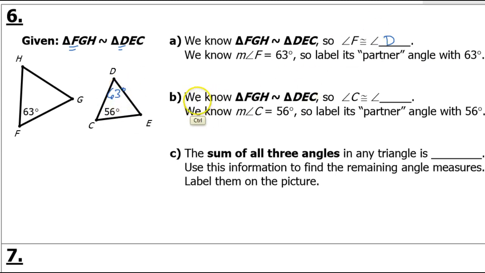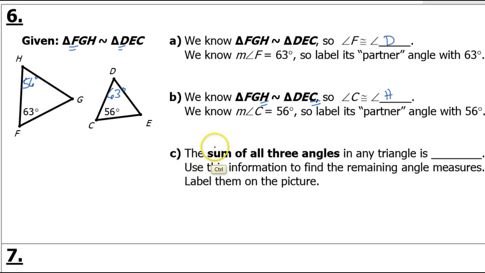Okay, like we said. Now, we know that the triangles are similar, so angle C is congruent to which angle? Well, my goodness, angle C must be congruent to angle H because of the order of the letters. So since we know that angle C is 56, its partner angle H must also be 56.